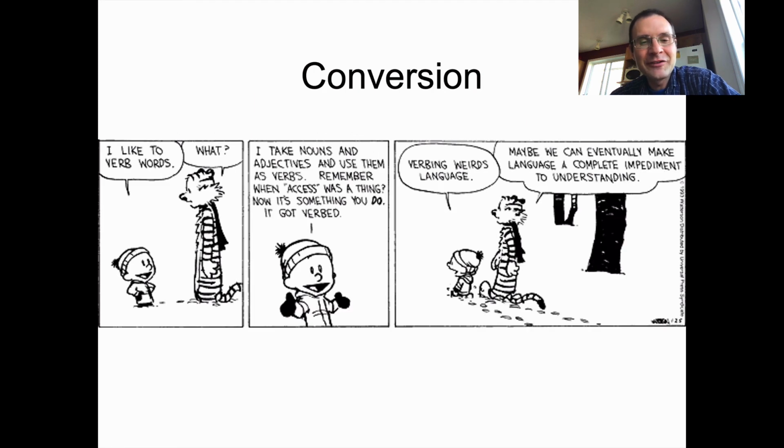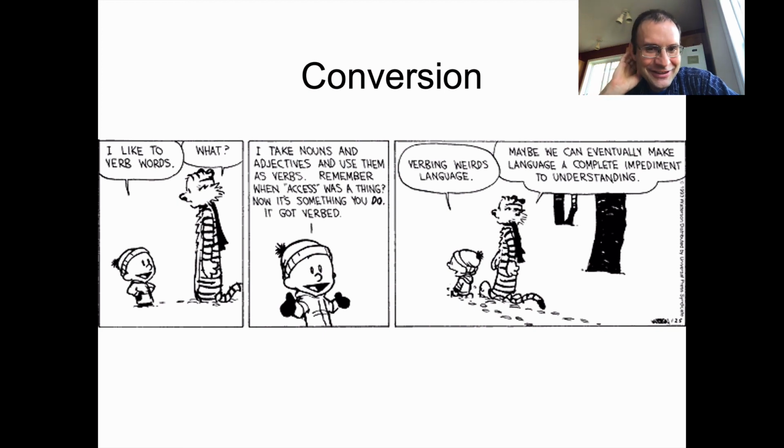So here's an example of Calvin from Calvin and Hobbes doing the exact same thing. So Calvin says, "I like to verb words. I take nouns and adjectives and use them as verbs. Remember when access was a thing? Now it's something you do. It got verbed. Verbing weirds language. Maybe we can eventually make language a complete impediment to understanding."